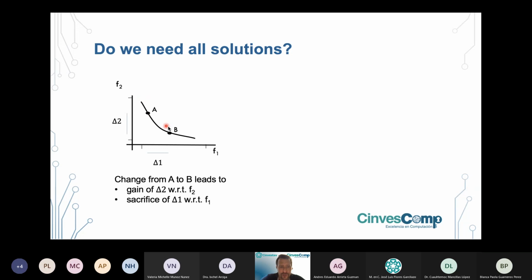Si tenemos todas las soluciones, solo para presentar, no para comprar, no compro todos los coches, pero si tenemos todas las soluciones, bueno, ahora podemos ver, ¿sí? ¿Qué pasa si compro A o B? Y la comparación de A a B es fácil.